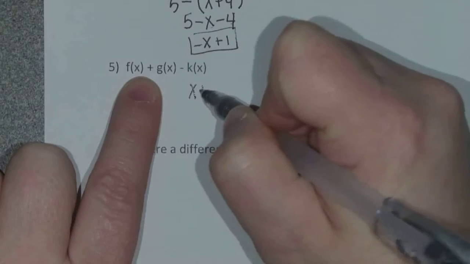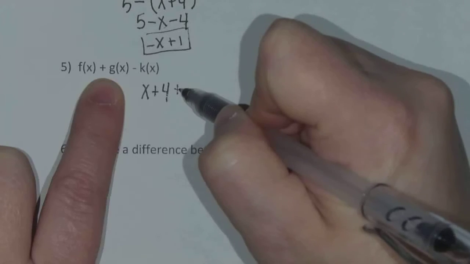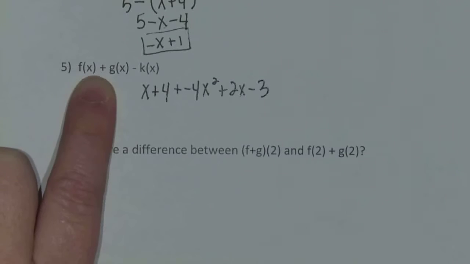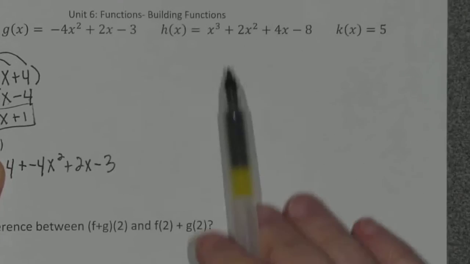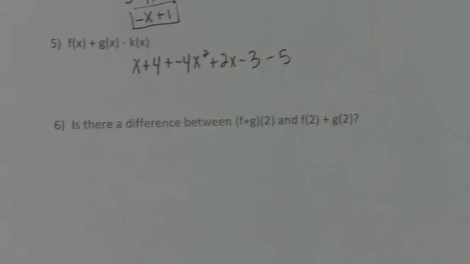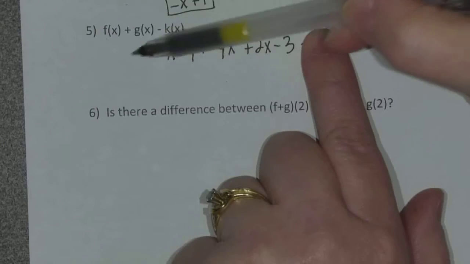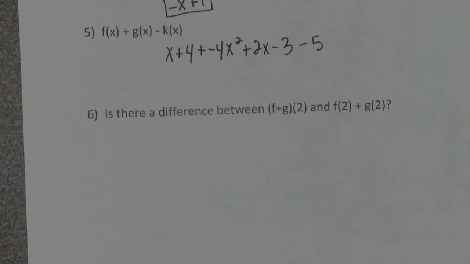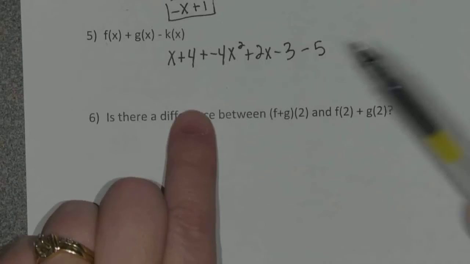but we're going to grab f of x, which is x plus 4. Then we're going to add to that g of x, so we're going to add negative 4x squared plus 2x minus 3. And then even if I wanted to, right here, I could write out minus k of x, and our k of x is 5, so I could go minus 5 and just combine like terms. You totally could have just done those two together first, though, the addition, and found that answer and then subtracted off the k. It would have worked that same way. But where that k of x is just 5, it's probably just as easy to do it up front.